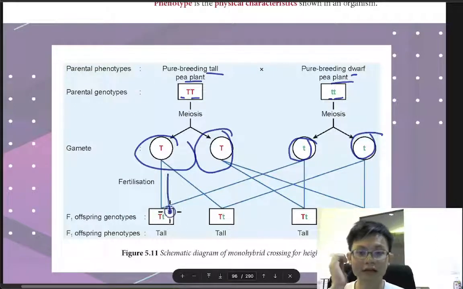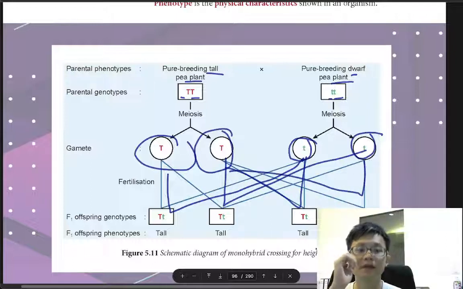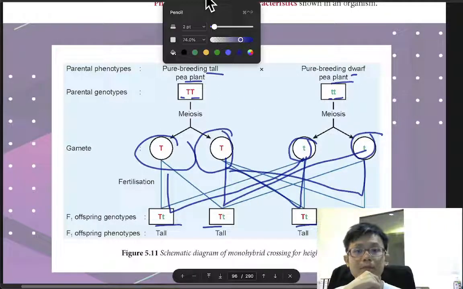This one times this one, I get big T, small t. This one times this one, big T, small t. So you get big T small t, big T small t, big T small t, big T small t. This one, what does it mean?